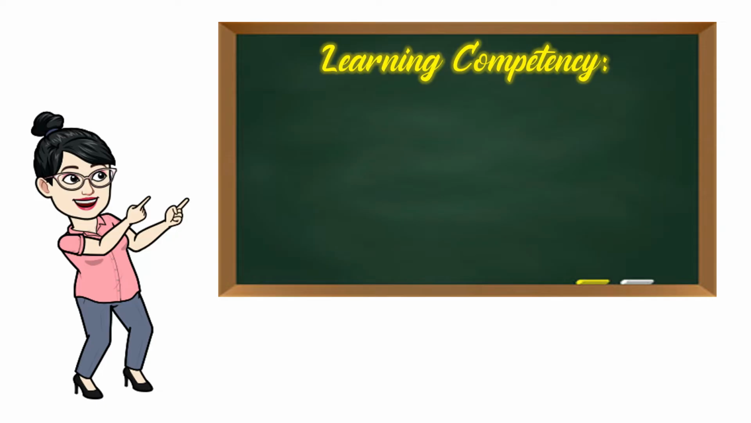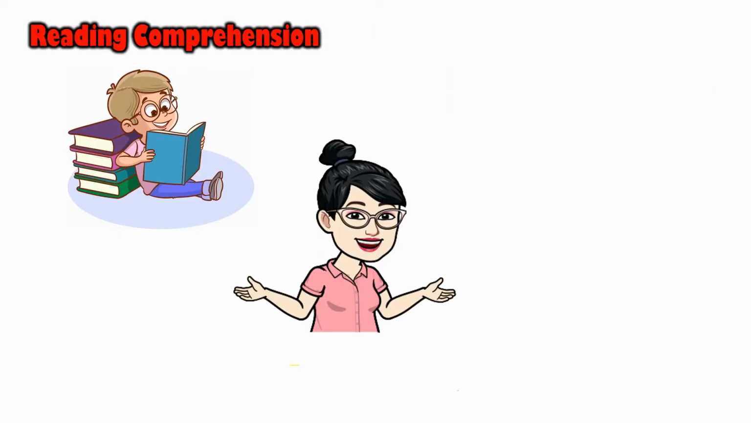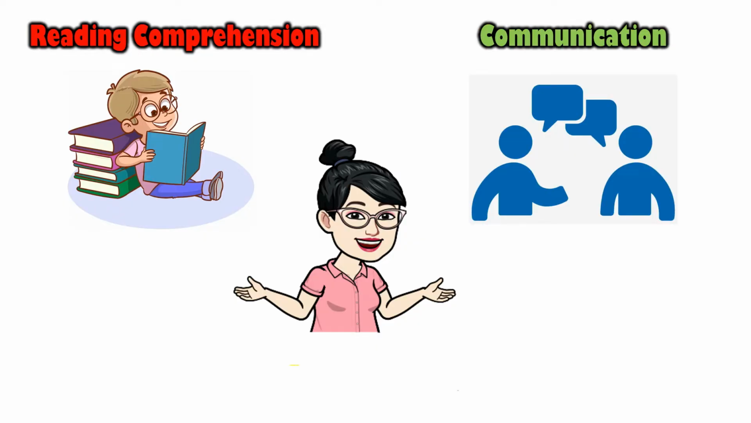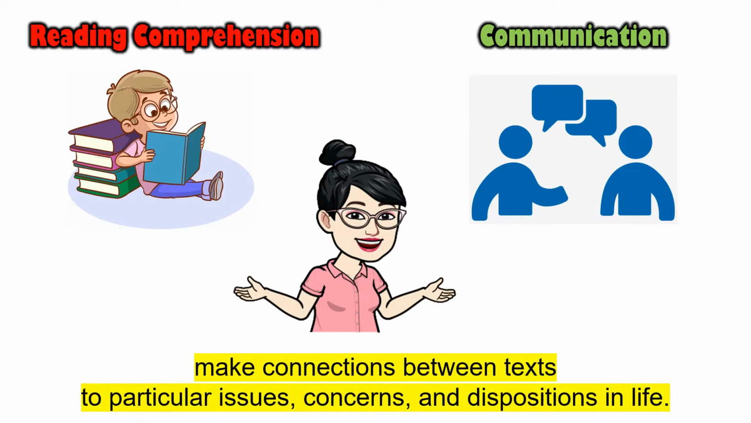Our target most essential learning competency for this video is to make connections between text and particular social issues, concerns, or dispositions in real life. Reading comprehension is a valuable skill to develop in improving communication. How you are able to relate yourself to the materials you are exposed to affects your understanding of their contents and themes. In this lesson, you will learn how to make connections between text and particular issues, concerns, and dispositions in life.